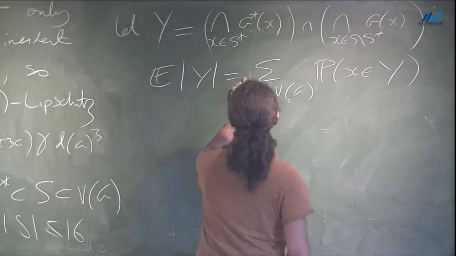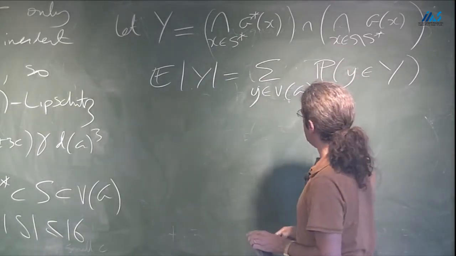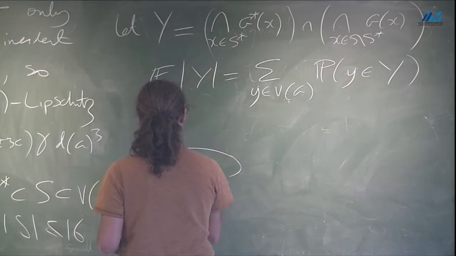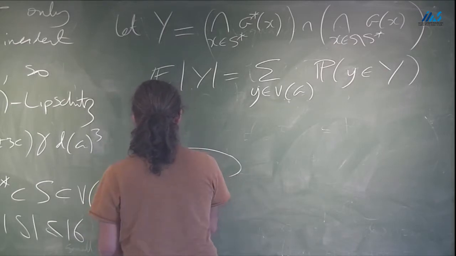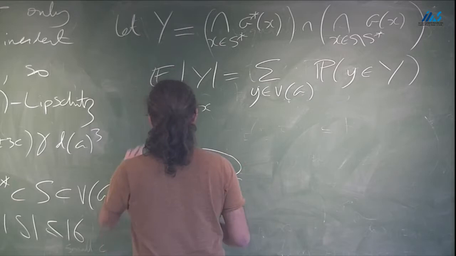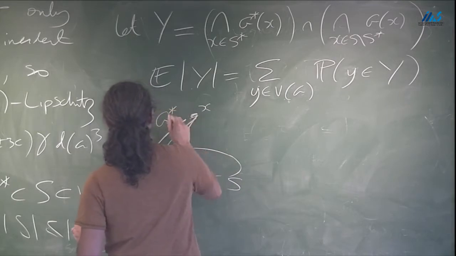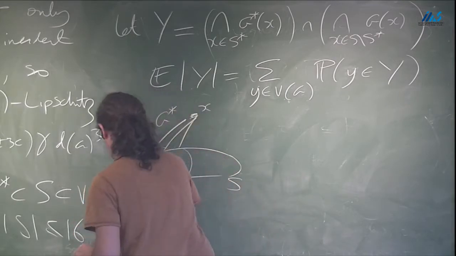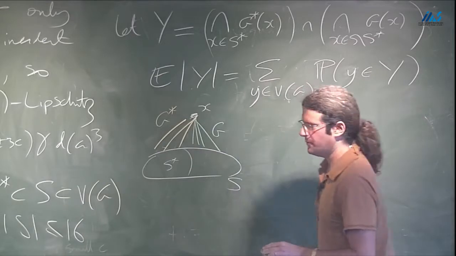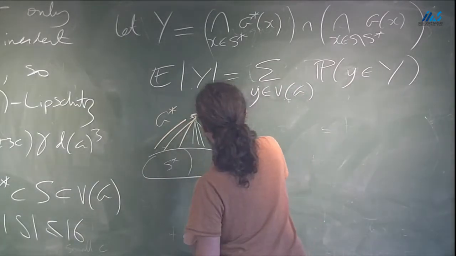Maybe I'll call this y, because I've been using x in S. Okay, so what's the picture here? I could follow the excellent suggestion of using different colors. So G star and G. This is what we're looking for. Okay, so what is this? This is y.